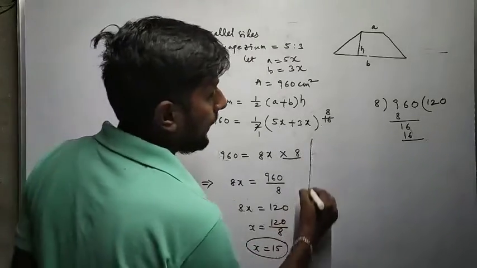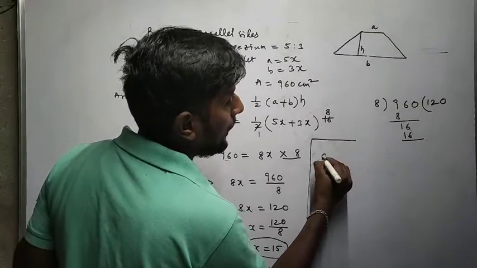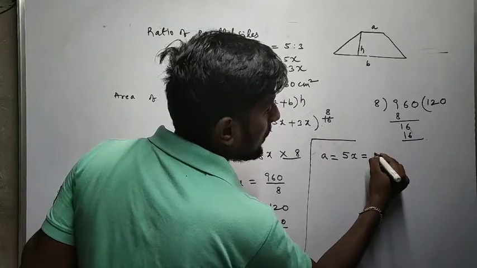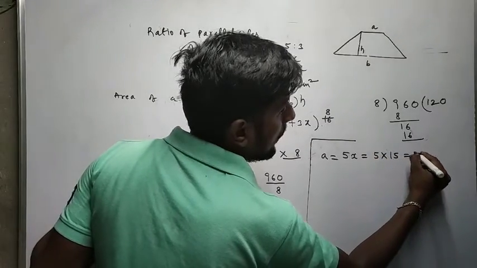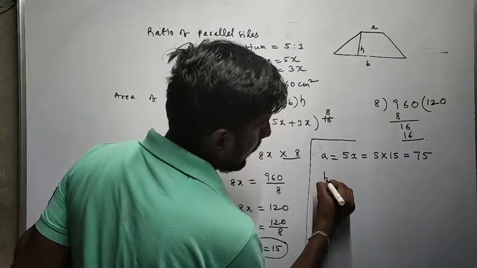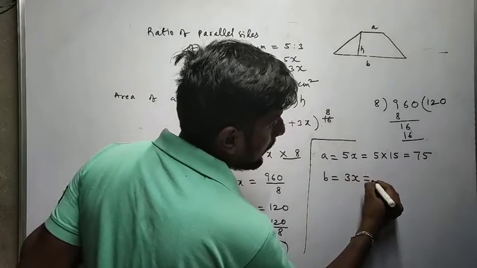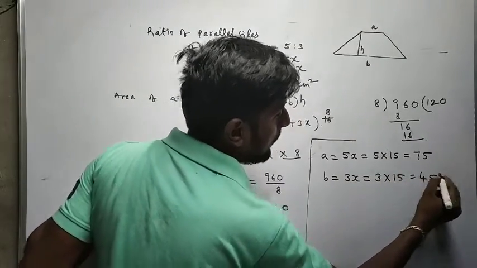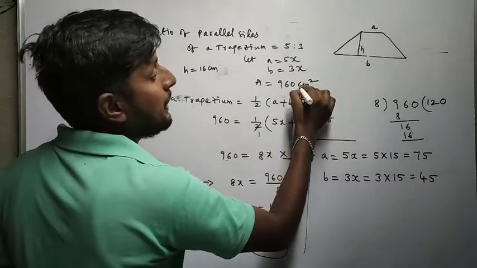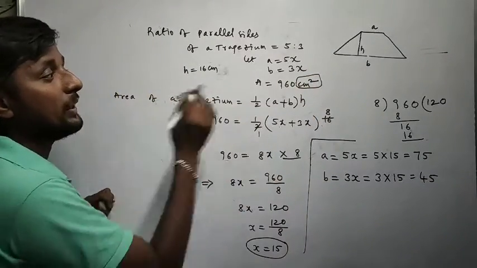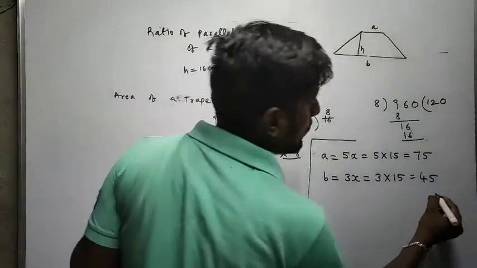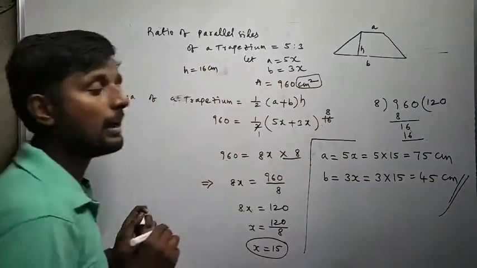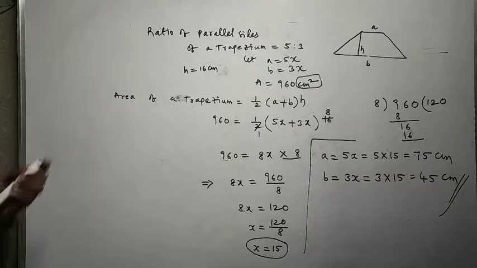But we don't want x. We need values of A and B. A value we noted as 5x, so that is 5 into 15, write 75. And B value we know is 3x, that is 3 into 15. That means 15 3s are 45. Centimeter square was for area, that's why square. Here we'll write simply centimeter. And these are the values of the parallel sides.